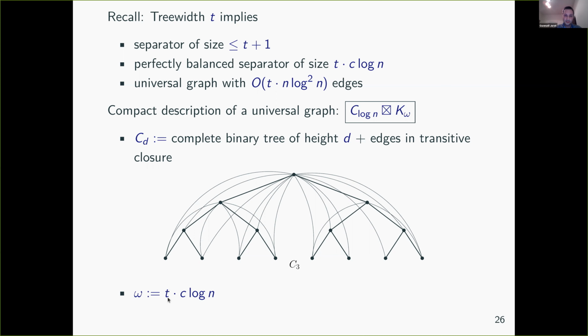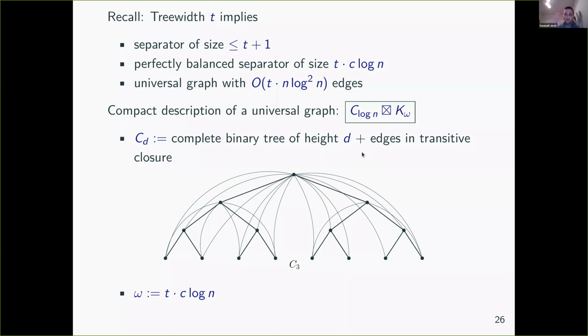So that's omega is about T log n, and a graph which I called C sub log n. So let's look at C sub log n. C sub d will be the complete binary tree of height d plus all the edges in the transitive closure, right? So this is C sub 3, you have height 3, and then you have all the edges in the transitive closure. When you look at C log n, you go up to height log n, so you have n vertices. All the logs are in base 2, by the way, I forgot to mention it.